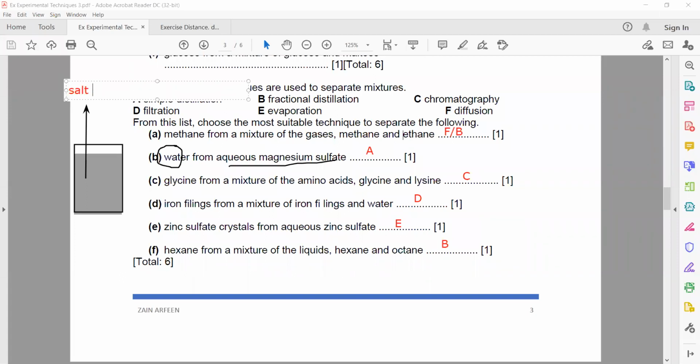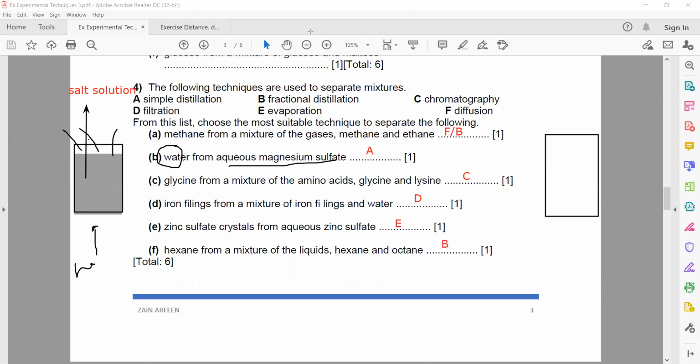So you have a salt solution and I want salt from this. If I have dissolved salt in water and I only need the salt, what I can do is evaporate, which means I can supply heat energy until all of the water escapes, and what we are left behind with is the salt. That's called evaporation. Is it clear? Yes, sir.